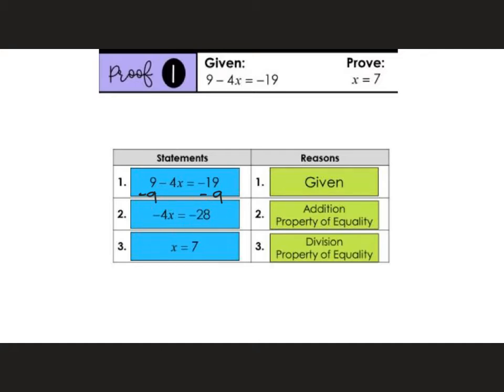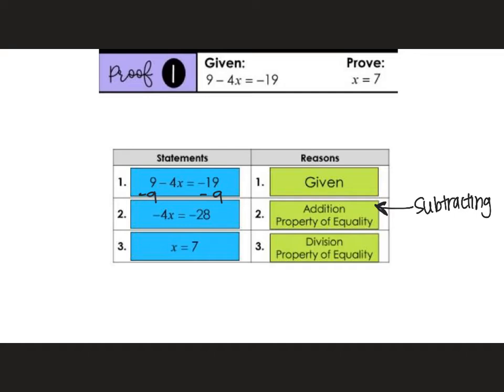The reason, this is trippy, I'm starting right away showing you something weird. I didn't mean to do that. Is the addition property of equality. Now, what is actually happening here is we're subtracting. When you take your OST or your state test, even if you subtract, and you would think it would be the subtraction property of equality, they may not give you that option.